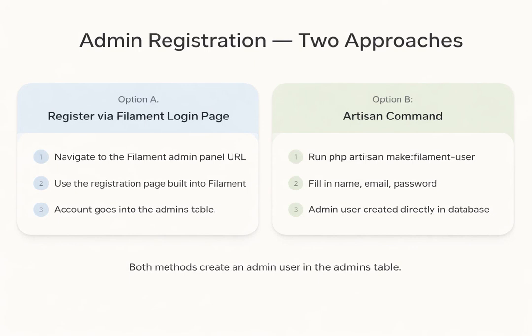So how do you actually create an admin account? There are 2 approaches. The first is to use the registration page within the Filament admin panel itself. You navigate to the admin panel URL, and if a registration page is set up there, you can register directly, and that account lands in the admins table. The second approach is to use an artisan command directly in the terminal, which creates the admin user programmatically. Either way, the result is the same. A new admin user is created and stored in the admins table, ready to log into the admin panel.